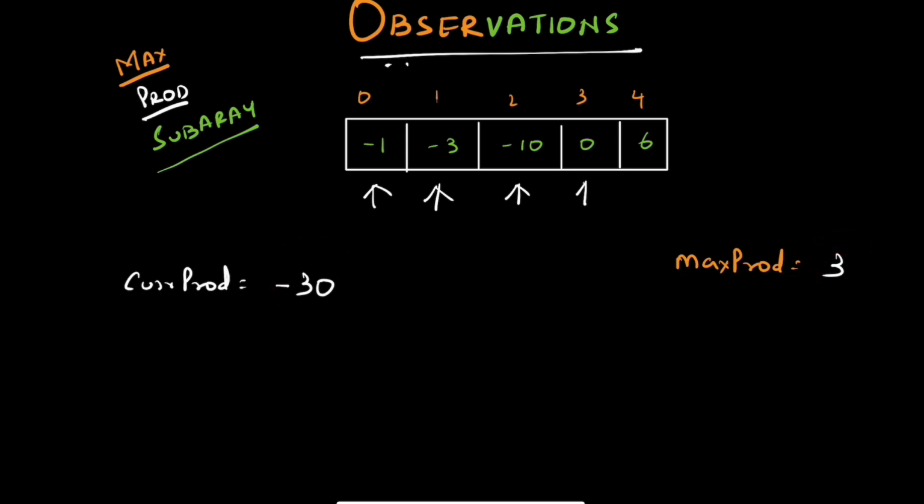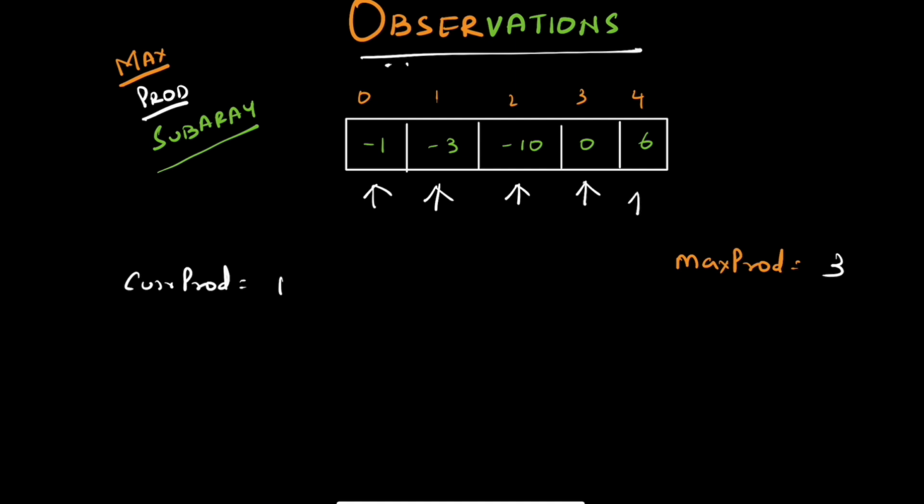Now at index 3, the element is 0. So what we used to do in Kadane's algorithm when the element is 0? We used to set the current sum to 0. But here we are using the current prod. So we'll reset it to 1. So the current prod here becomes 1. Okay. Now if you didn't understand what I just said here, you probably haven't watched Kadane's algorithm. So please watch Kadane's algorithm. Now here we have reset the current prod to 1, right?